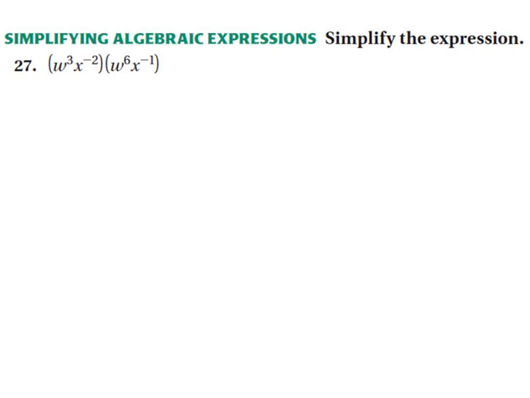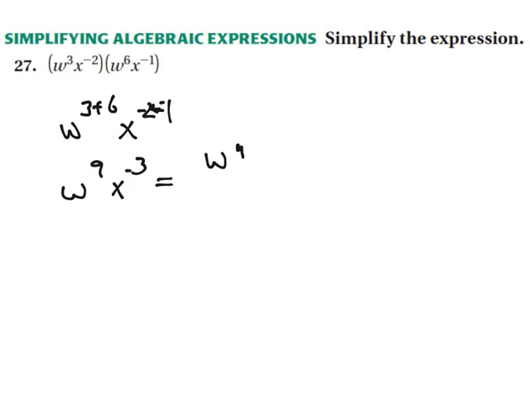Okay, here again we add these, so it would be W 3 plus 6, X negative 2 minus 1, because I could put an addition sign there, but it's not going to matter, it's minus 1 there. So we end up with W to the 9th, X to the negative 3, which X can't be negative 3, so we got to write that on the bottom. So it's W to the 9th over X to the 3.